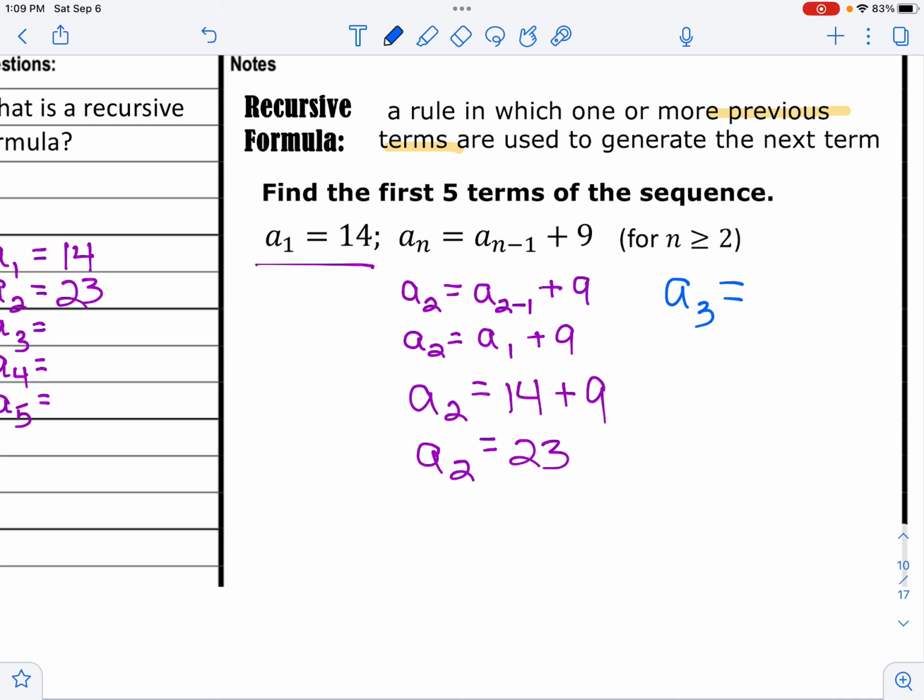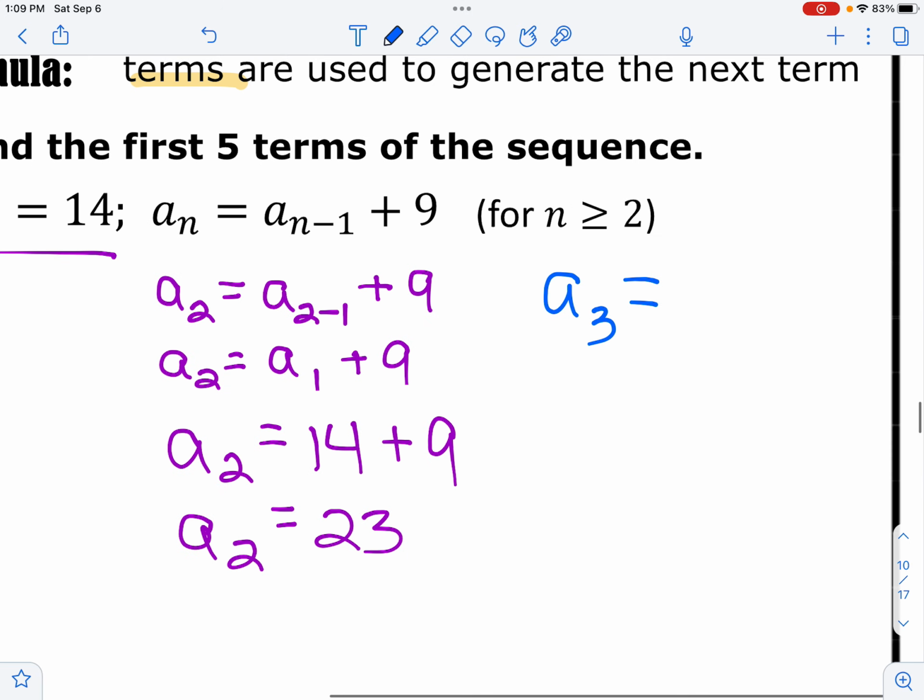I would want now to put a 3 here as well. So 3 minus 1 would be a sub 2, and then plus 9. So again, this is always going to be 1 before this because it says minus 1 there. So that always will mean the previous term.